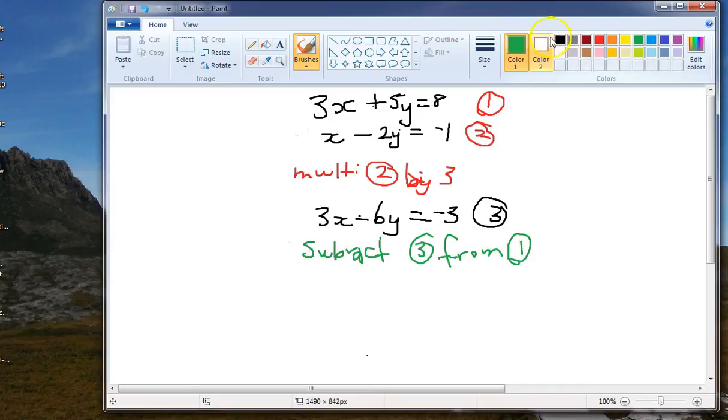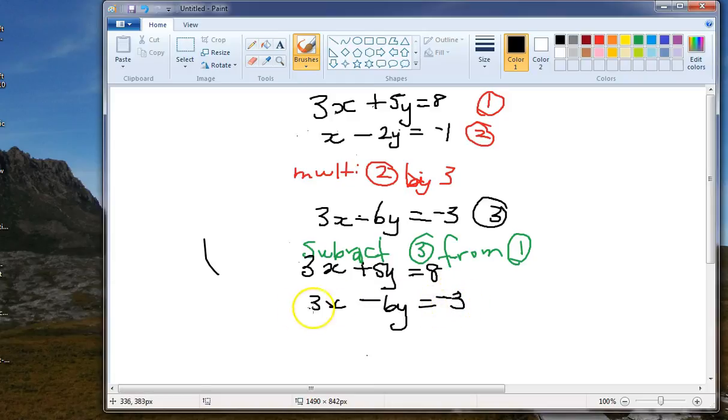So we end up doing that. I'll just change the color again. And just to make it a little bit easier, I'm going to rewrite them so that they are next to one another. So we end up with 3x plus 5y equals 8. And we have 3x minus 6y equals -3. And we're going to just subtract them.